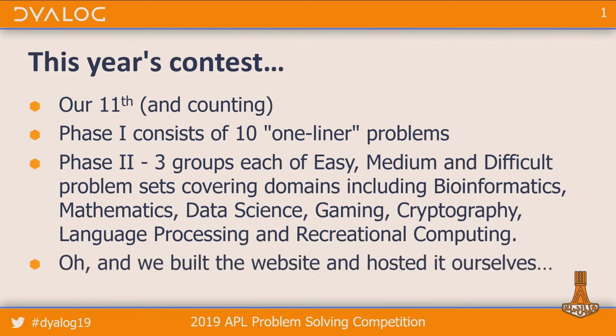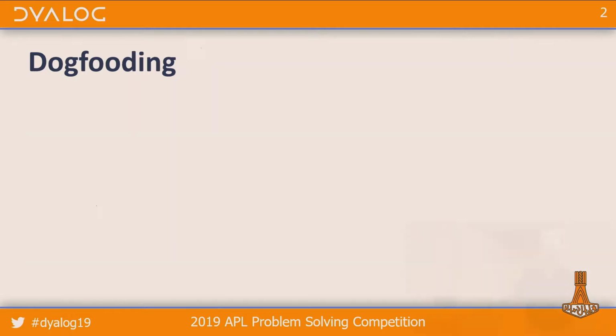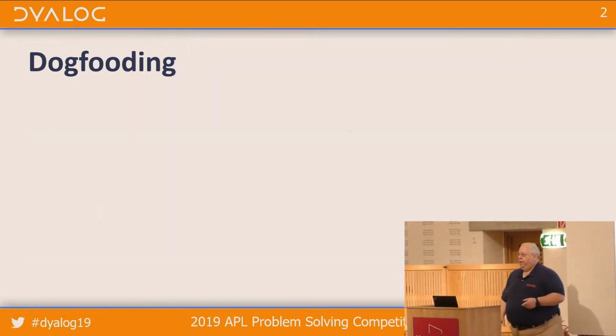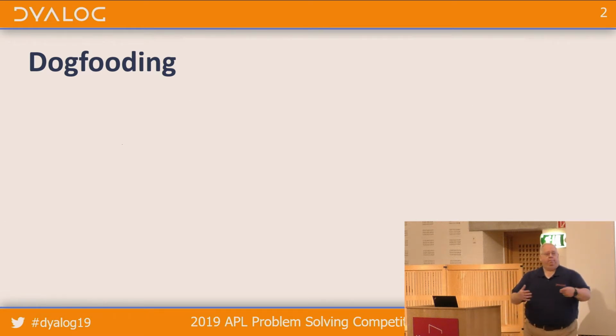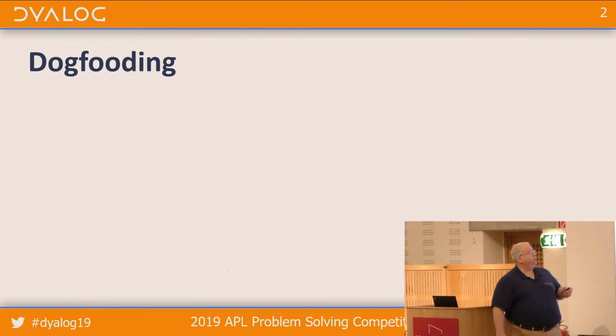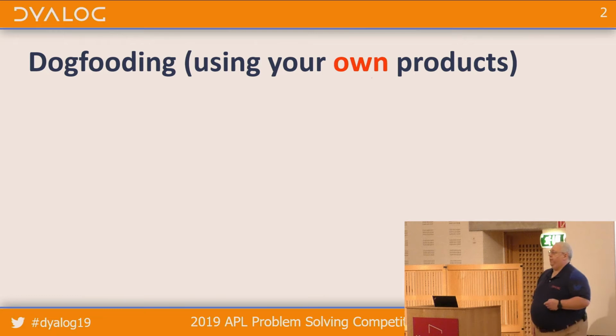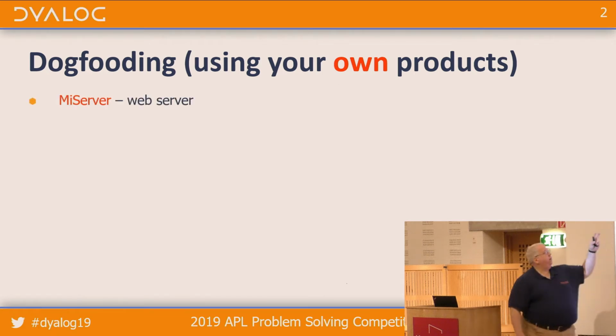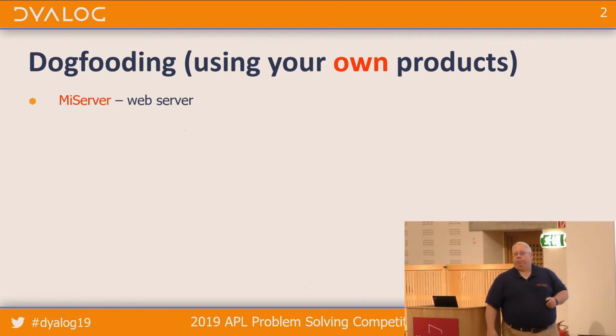And oh yeah, we built and hosted the website ourselves. And a few years ago, GitHub made a comment about eating our own dog food, and I thought that must be a Danish concept or something. And so I Googled it, and what dogfooding means is using your own products. And so everything in here that's red is something we've built within Dyalog.